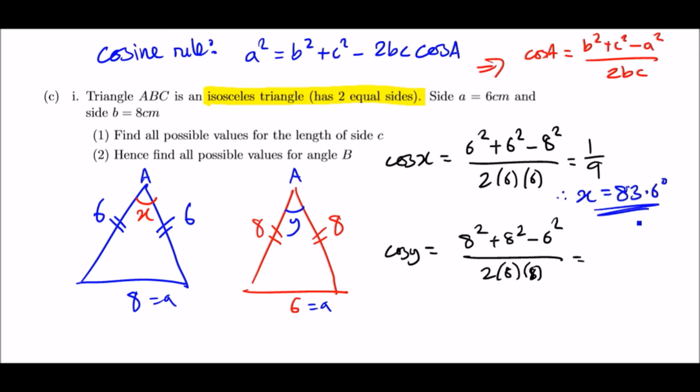Whereas for the second term, let's solve 8 squared plus 8 squared minus 6 squared over 2 times 8 times 8. The second one I got 23 over 32. And finding the cos inverse of that, shift cos inverse, I got 44 degrees. So Y equals 44.0 degrees.